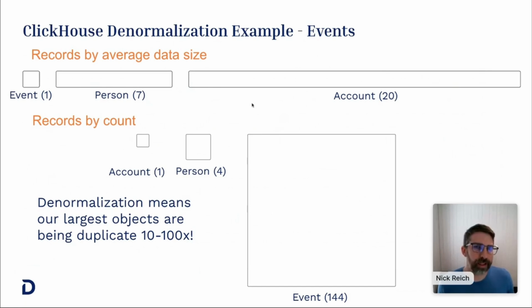By data size, the events are very small. The people are fairly large, and the accounts are the largest objects per row. But when we look at the number of actual records, we have very few accounts. More persons makes sense. You'd have several people at any given account or company. But then we have a very large number of events. And so denormalizing these things together means that we're duplicating these person and account objects tens, hundreds of times. But those are our largest data records. And so that's what leads to an explosion of data for us and probably many other people doing these kinds of denormalization.